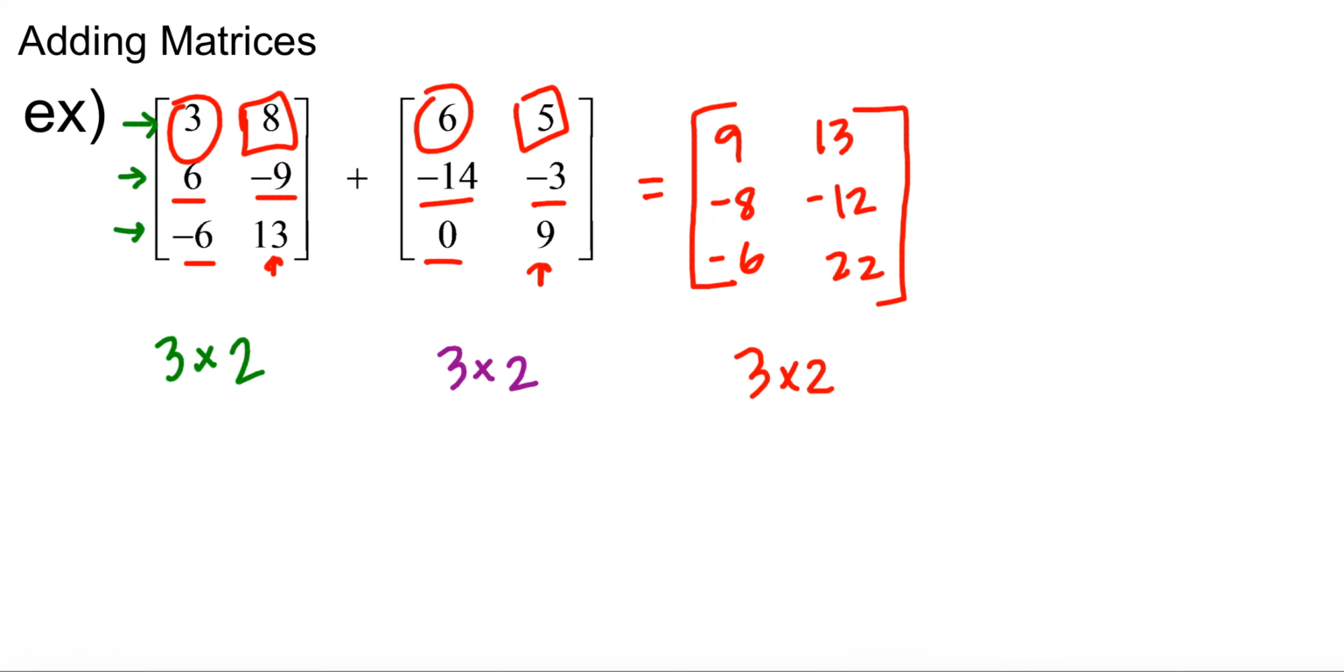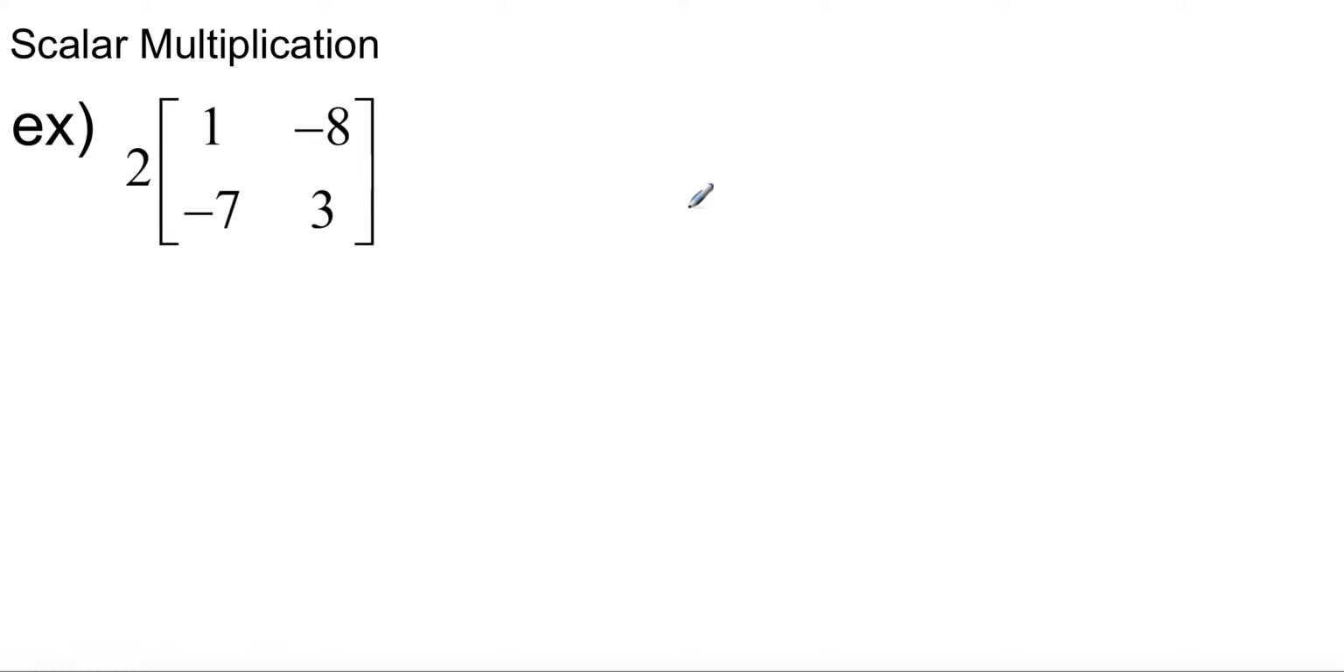Now, what you might see also is some scalar multiplication. Here's an example of scalar multiplication, and scalar is just another name for a number. So in this example, that number 2 right there is the scalar. And when you're multiplying with a scalar, you just want to multiply each element by 2.